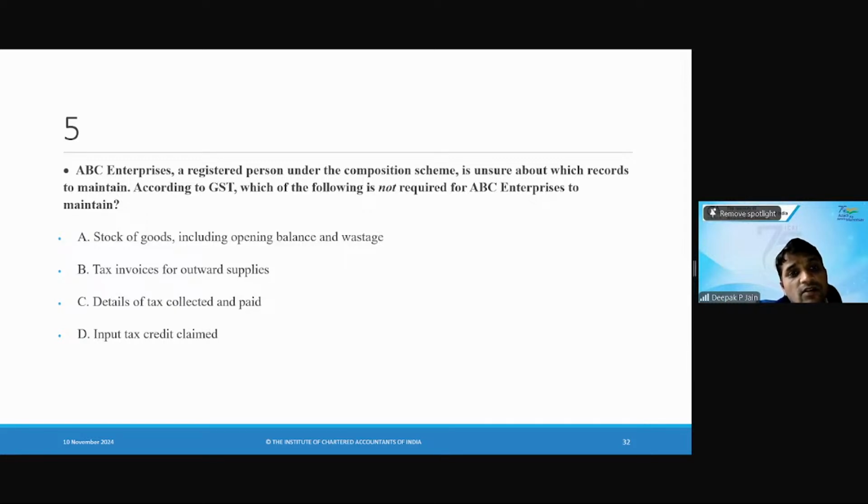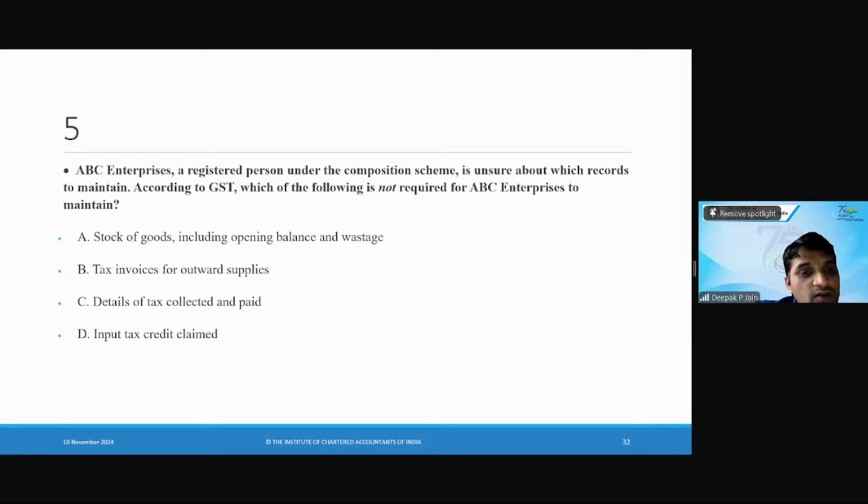Question is he's a registered person under composition scheme. Now, which of the following is not required to be maintained by him? Not what is maintained. They specifically highlighted here. Which of the following is not required to be maintained by AB and ABC Enterprises? Everybody is saying D. Nahi, it is A.